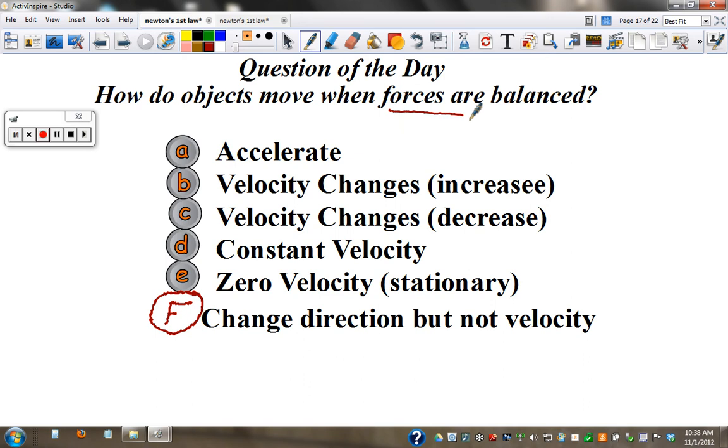We know forces are balanced. That means this cannot happen. You need unbalanced forces to accelerate. If an object can't accelerate, it can't change speed, nor can it change direction. So remember, just like the bowling ball was resisting change in direction just as much as it was resisting change in speed. So constant velocity or zero velocity is true if you know this.